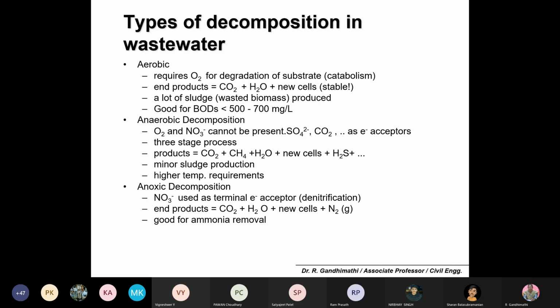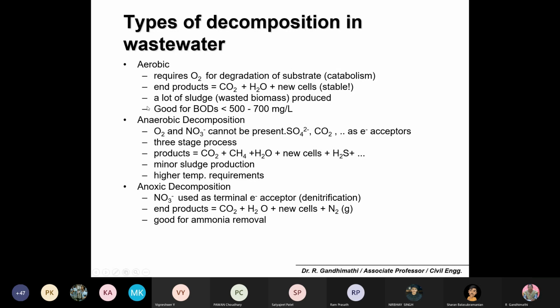Then one part of the biomass is to be wasted in order to maintain the concept called mean cell residence time, that I will teach you later, not now. You just understand that in the aerobic process, we have to waste one part of the biomass, then we have to recycle one part of the biomass again into the aeration tank. That concept is very important.